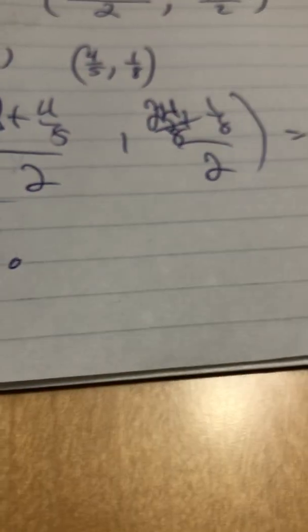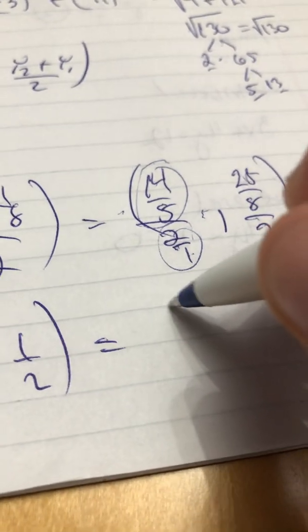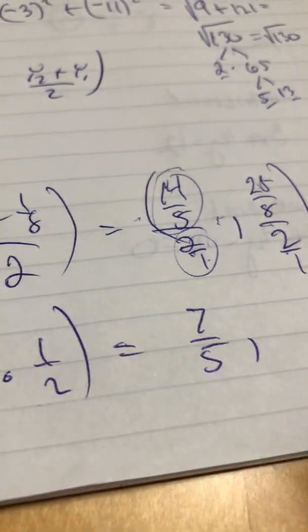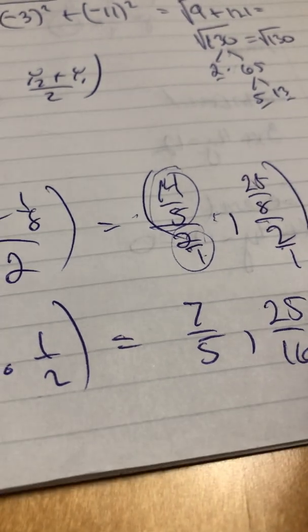Now, remember what you do when you have a fraction over a fraction. You flip the second one and change it to multiplication. So we're really looking at 14 over 5 times 1/2, comma, 25 over 8 times 1 over 2. And so we get 7/5, comma, 25/16.